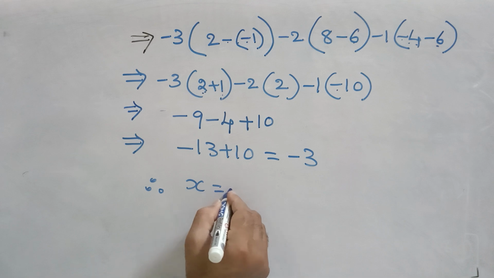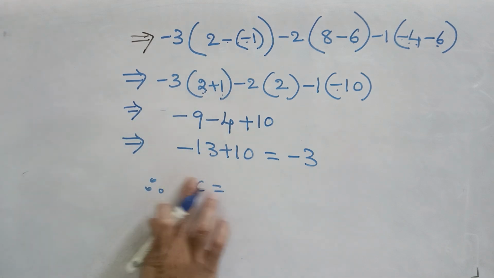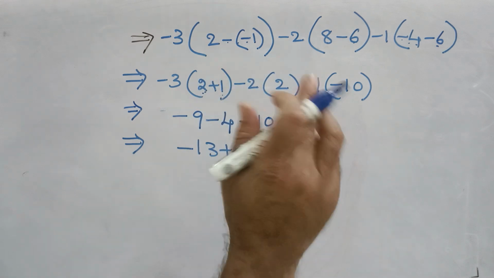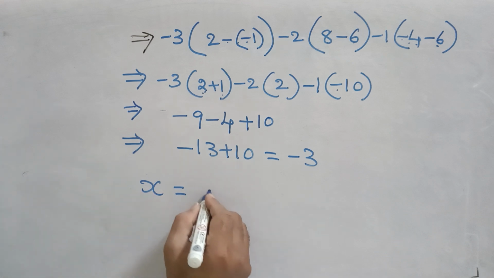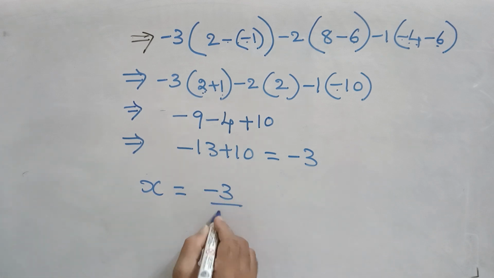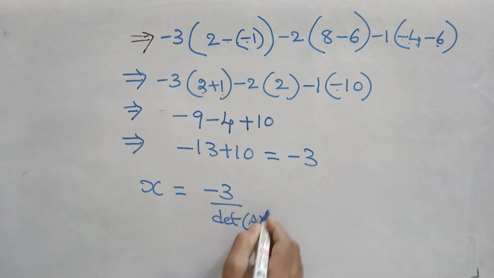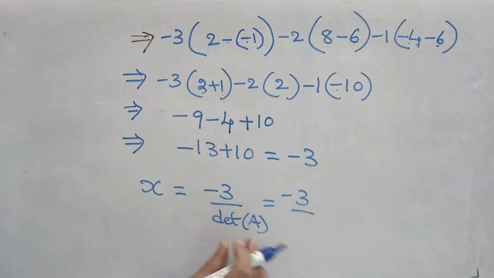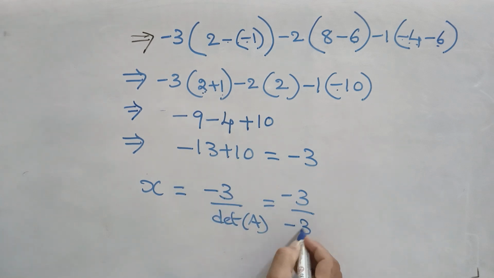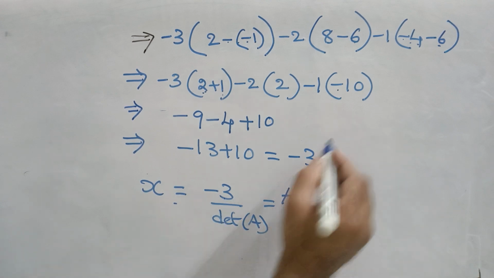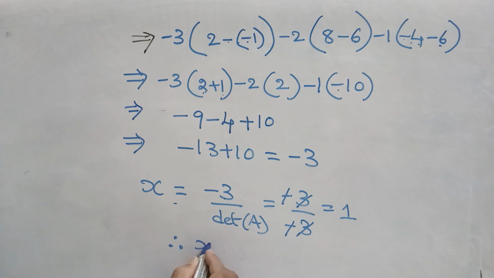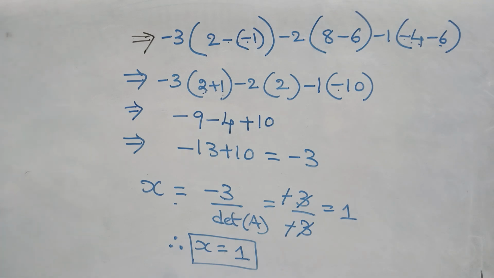Therefore, this is the value of the determinant. This is the value of that upper modulus value. Therefore x value is equal to minus 3 by the formula, determinant of A. What is the determinant of A? That is also minus 3. It is minus 3 by minus 3. Both will be cancelled. 3 by 3 it is 1. Therefore, what is your x value? x equal to 1. This is the value of x. Likewise, the value of x we have to obtain.